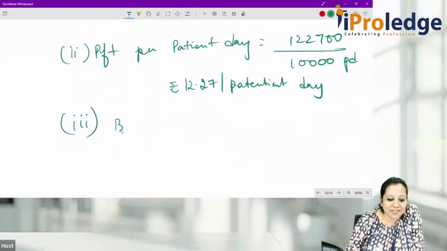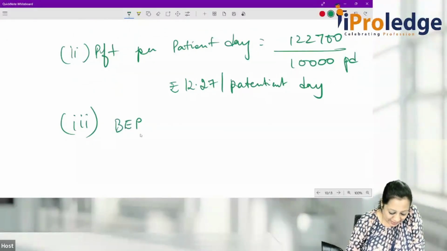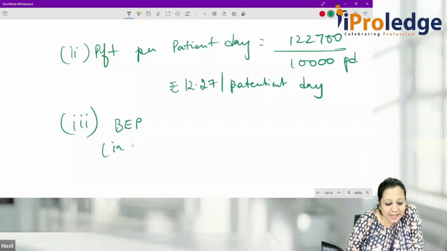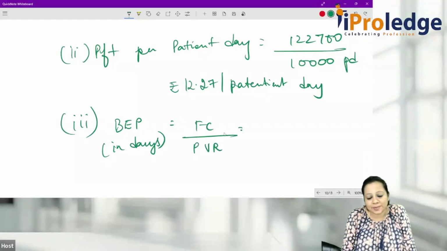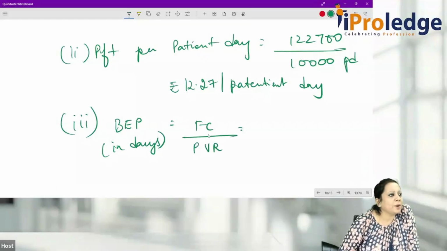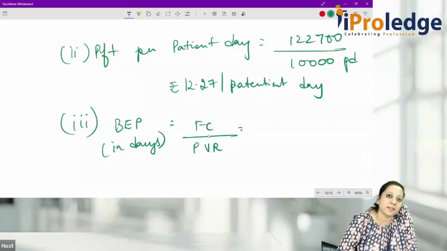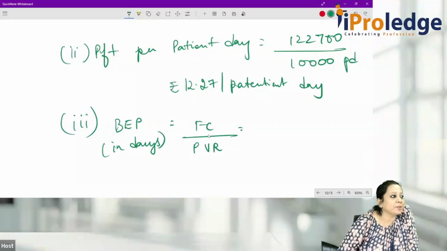We need to do the break-even point. Okay. So break-even point in days is what they require. So that is equal to fixed cost divided by PV ratio. BEP, I hope you all remember the formula, right? What are the two BEP formulas, students? Fixed cost divided by contribution per unit in case we need in units. BEP in value, what was it? Fixed cost divided by PVR.